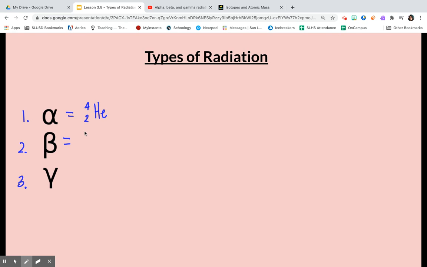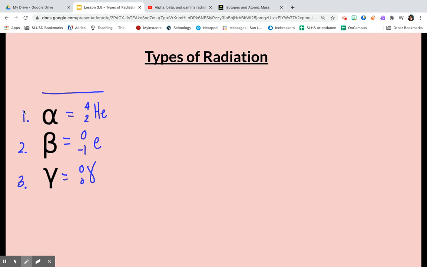A beta particle looks like this, right? So this is basically an electron, right? This -1 means you're losing a proton whenever you're giving off a beta particle. And for a gamma particle, it's pure energy. And so we symbolize it by the Greek gamma symbol. You don't really lose any mass, you just lose energy. So this top number is 0, bottom number is 0.